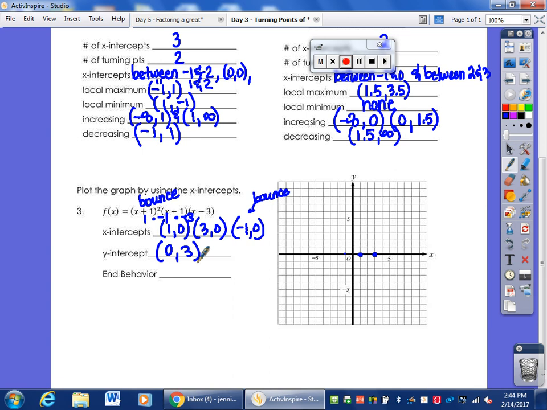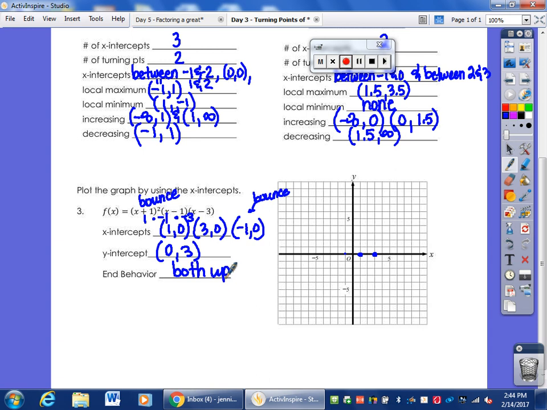And the end behavior, this should be a fourth degree because you've got two x's here, an x here, and an x here. So there are 4 x's in this problem, which means it's a fourth degree polynomial. So, and the coefficient in front is a positive. So these should both be up.